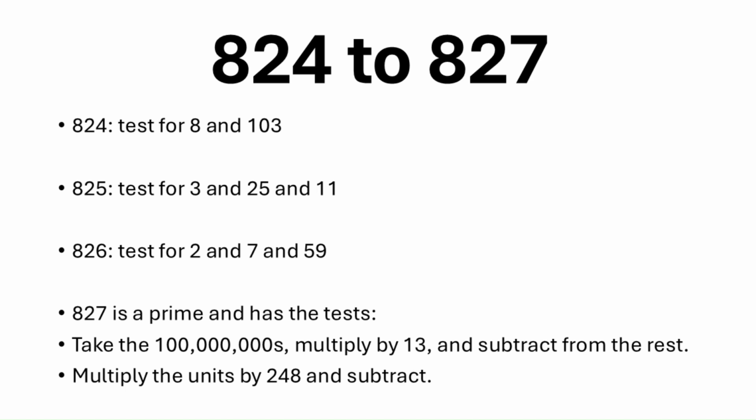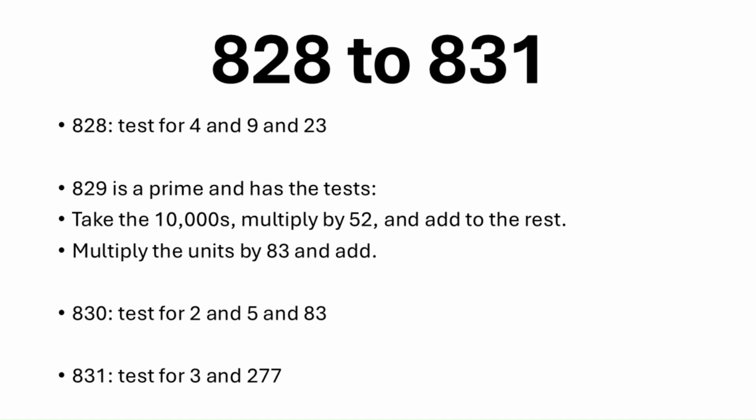Take the 100 millions, multiply by 13, and subtract from the rest. Multiply the units by 248 and subtract. 828, test for 4 and 9 and 23. 829 is a prime and has the tests. Take the 10,000s, multiply by 52, and add to the rest. Multiply the units by 83 and add. 830, test for 2 and 5 and 83.